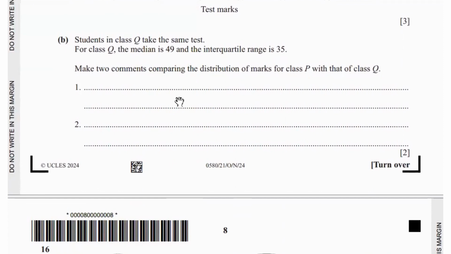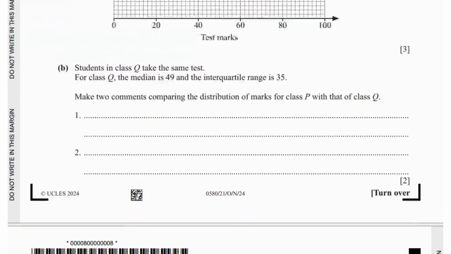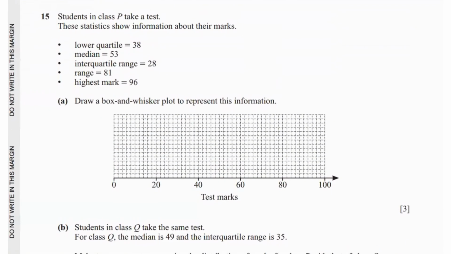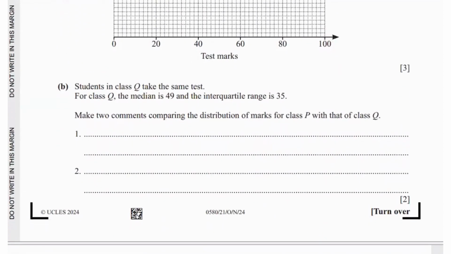Part B says students in class Q take the same test. For class Q, the median is 49 and the interquartile range is 35. Make 2 comments comparing the distribution of marks for class P with that of class Q. So if you look at the median, class P had a median of 53. So that means class Q scores less on average because the median is 49.